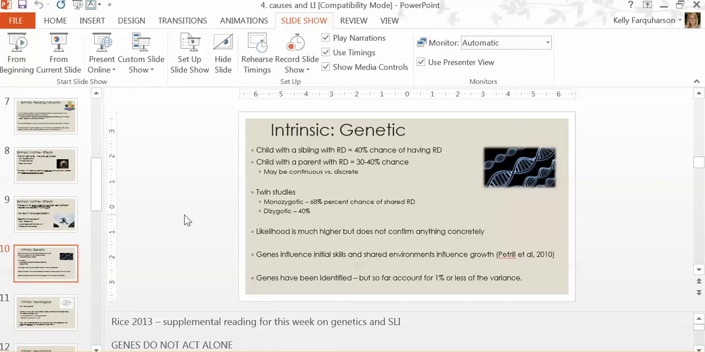So this is a nature versus nurture type of idea, that even though genes will influence the initial skill level or the nature of a reading disability, over time, their experiences in their environment, their extrinsic experiences or nurture, are actually what's going to influence growth in reading abilities. There has been some work looking at specifically what genes could be contributing to reading disabilities. They've identified them, but so far they only account for about 1% or less of the variance we see.